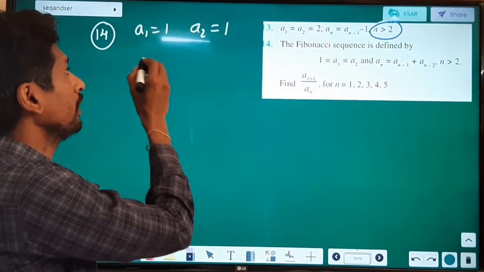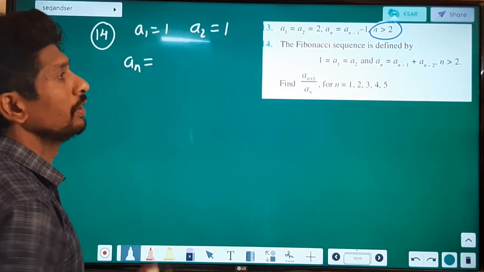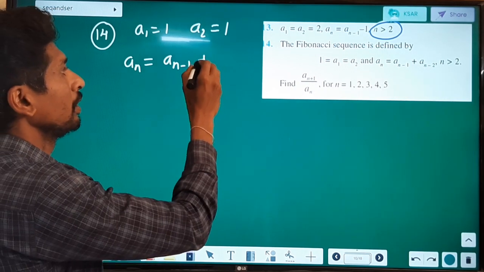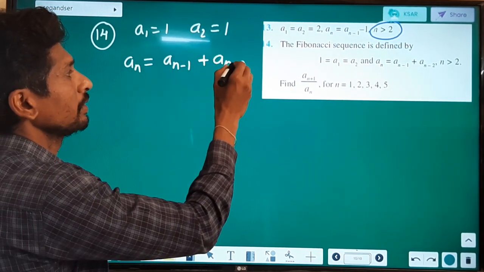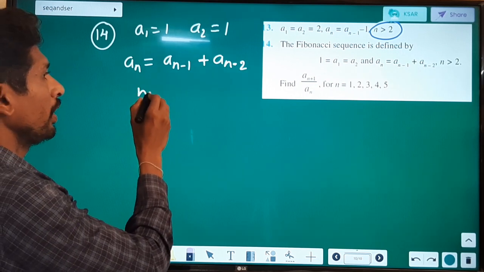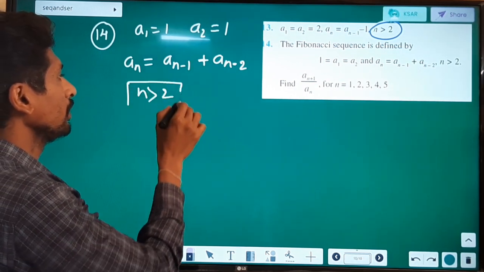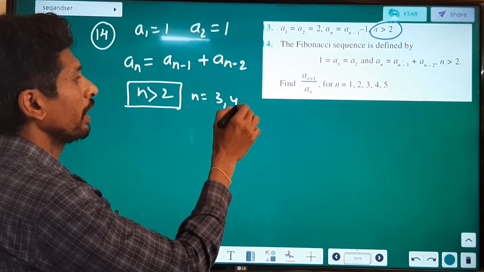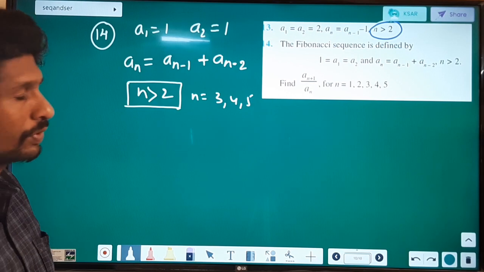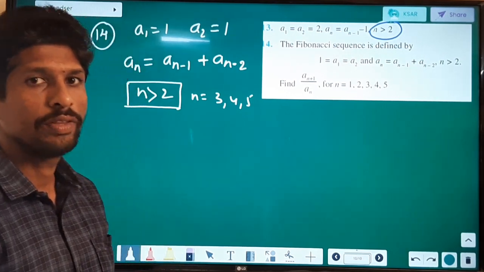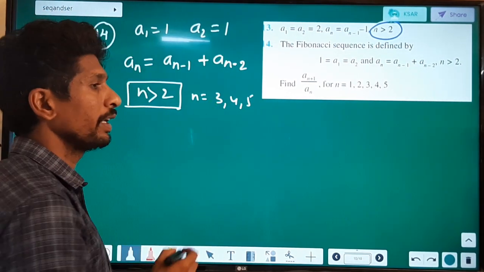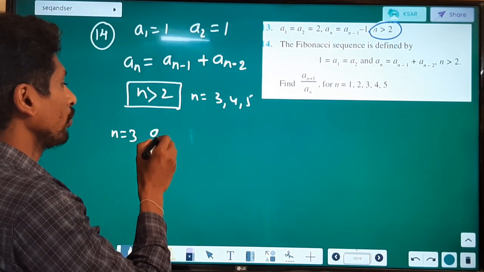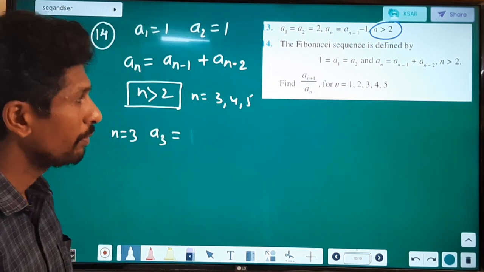Now considering the nth term now, A n becomes what? A n minus 1 plus A n minus 2 is there as it is. Next take where n is always greater than 2 is here. Automatically what? N becomes what? 3, 4 and 5, because the first 5 terms are A1, A2, A3, A4, A5. So considering n is greater than 2 here. Now let us take n is equal to 3 first, find out the A3 now.